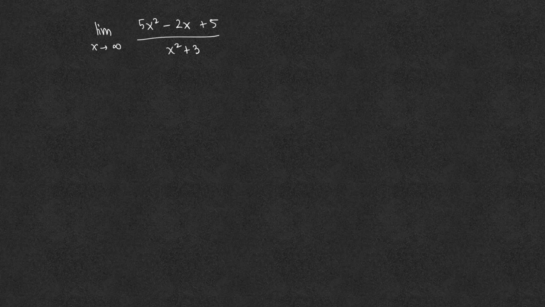To evaluate the limit as x goes to infinity, which is the end behavior of a rational function, or in some other cases, a ratio, instead of using L'Hopital's rule, we can use the precalculus method, which simply states that we take every single term and divide it by the highest power, but in the denominator only.